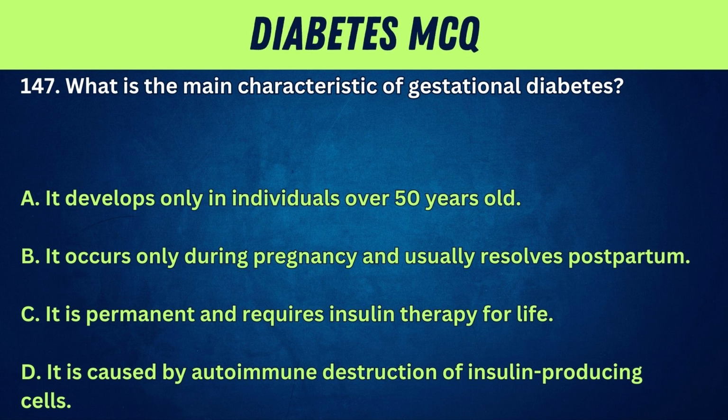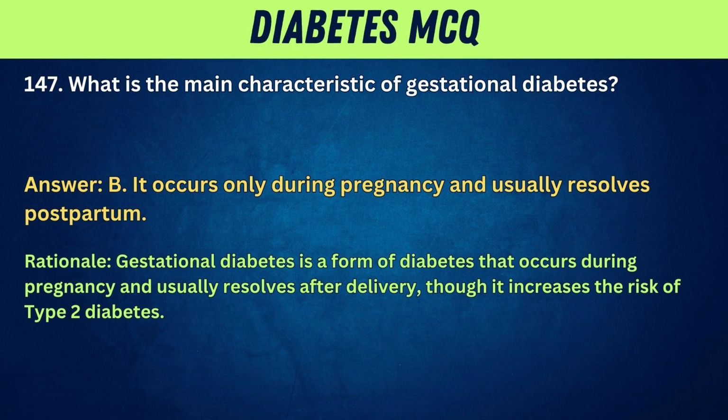147. What is the main characteristic of gestational diabetes? A. It develops only in individuals over 50 years old. B. It occurs only during pregnancy and usually resolves postpartum. C. It is permanent and requires insulin therapy for life. D. It is caused by autoimmune destruction of insulin-producing cells. Answer: B. It occurs only during pregnancy and usually resolves postpartum. Rationale: gestational diabetes is a form of diabetes that occurs during pregnancy and usually resolves after delivery, though it increases the risk of type 2 diabetes.